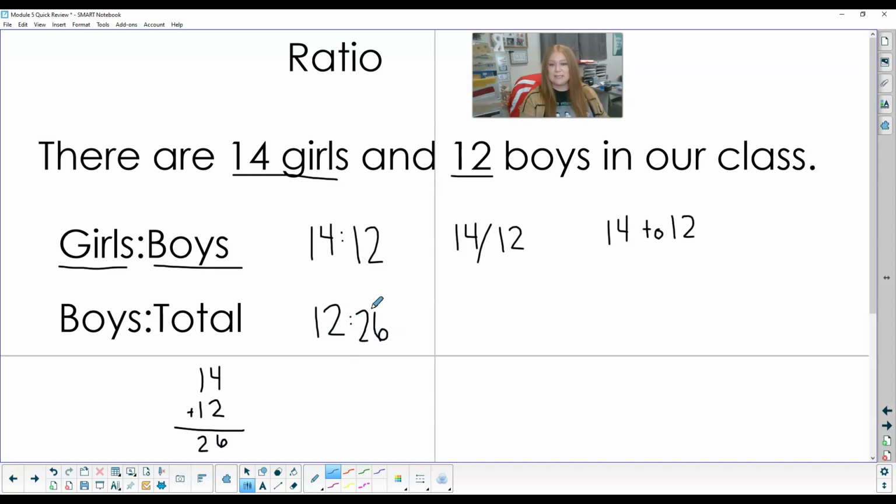So 12 boys to 26 total students. I can write it as a fraction, 12 over 26. And I can write it with the word to, 12 to 26. Just order is really important. What did it ask for first? What did it ask for second?